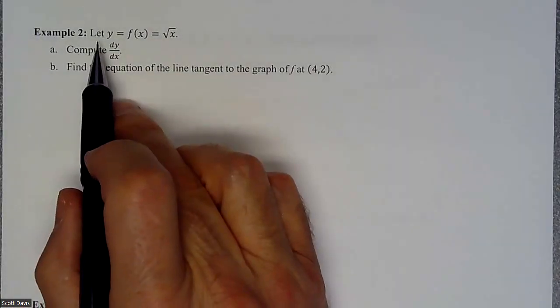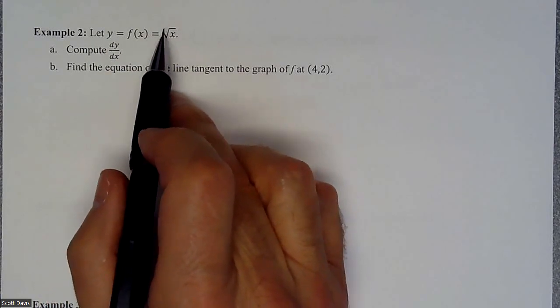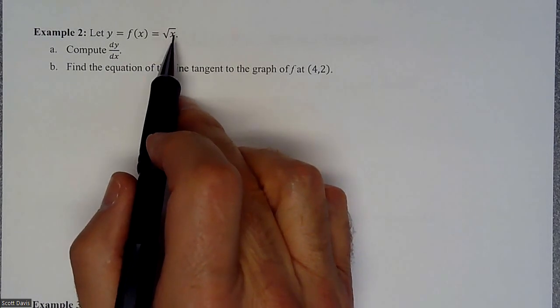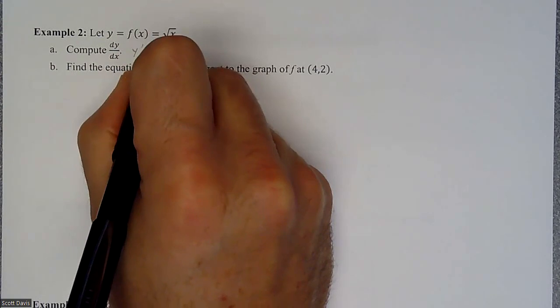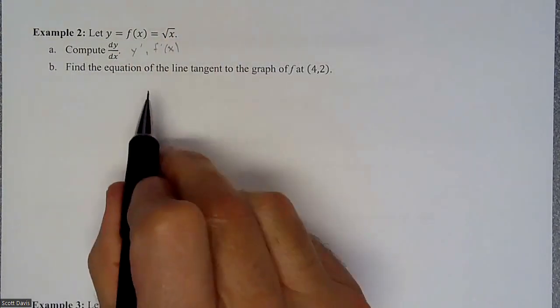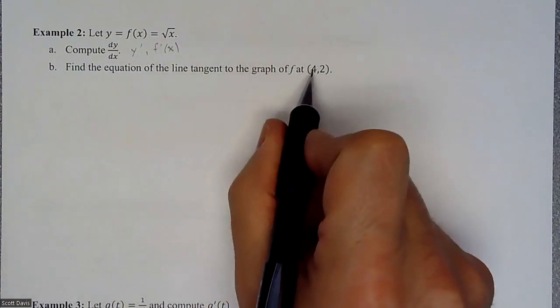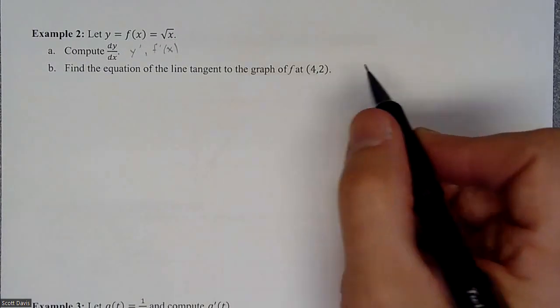In this example, we are going to be trying to find the dy/dx, which means we're trying to find the slope of this equation. All right, so there's two things we're going to do. We're going to find the slope equation, aka we're going to find y prime or f prime. And then we're going to be using that to figure out what the tangent line is at a particular point. All right, so let's find the equation and then we'll do some math.